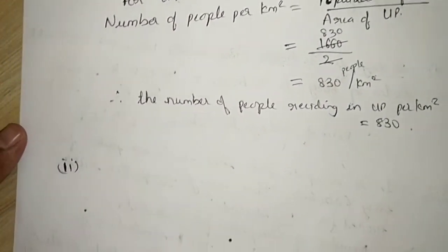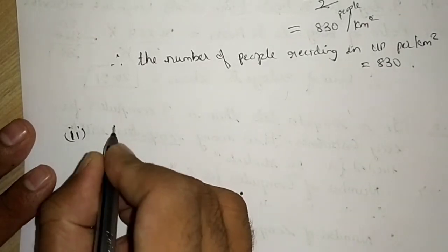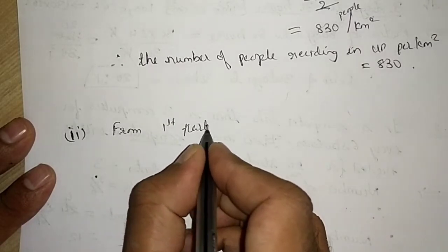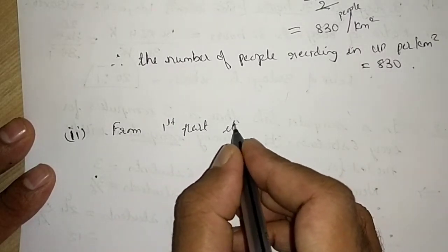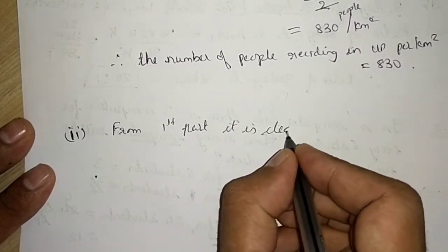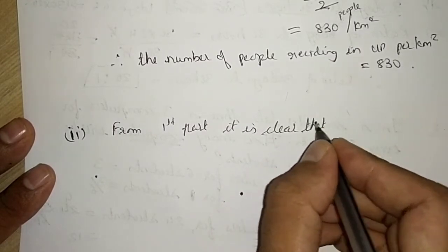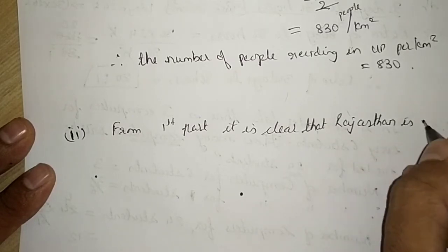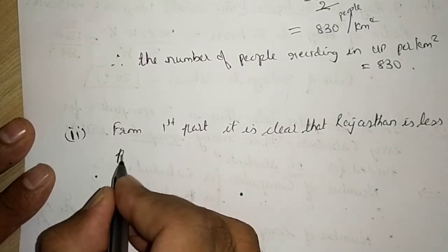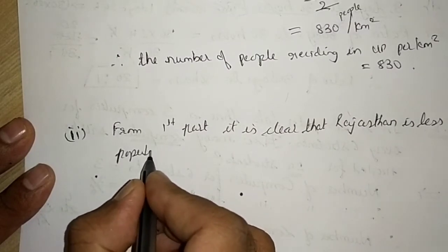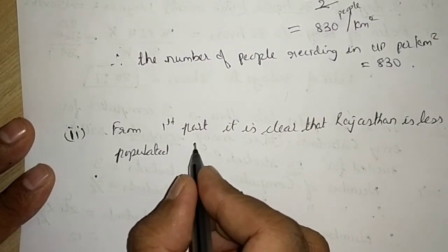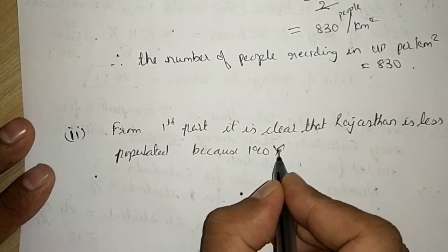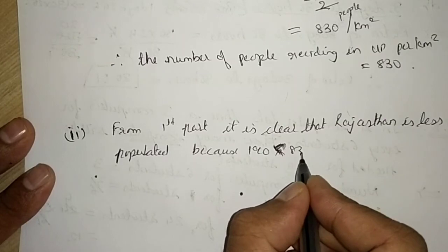So we will write, from the first part it is clear that Rajasthan is less populated because 190 is less than 830.